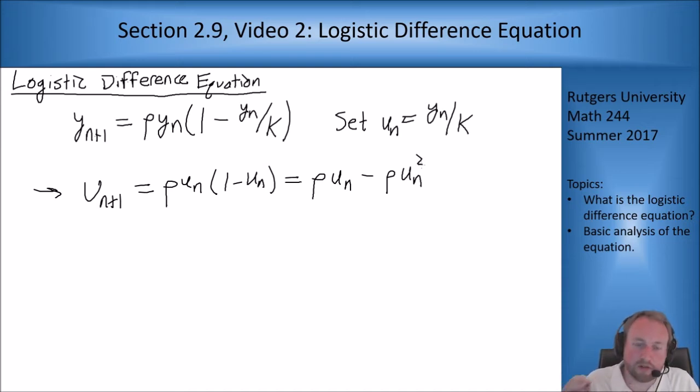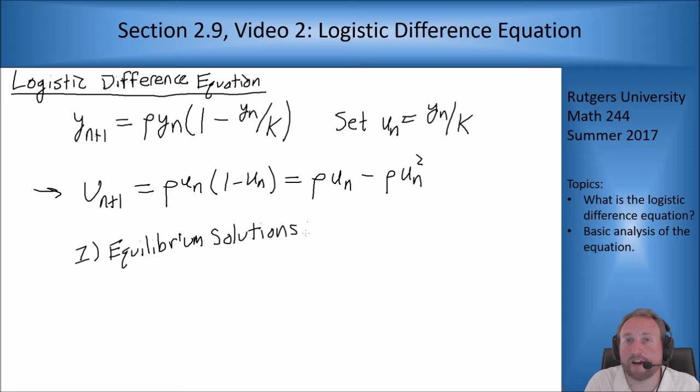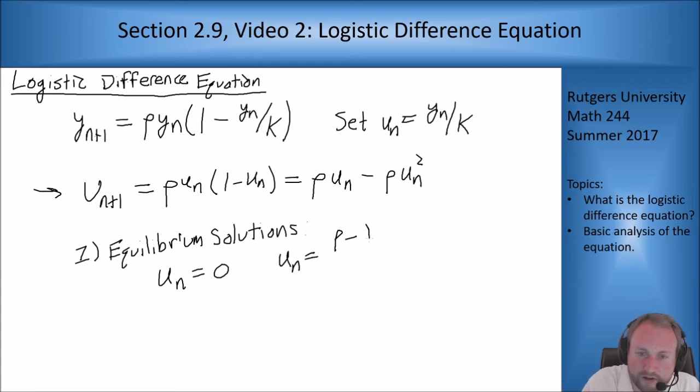So step 1, equilibrium solutions. In this case, there are actually two equilibrium solutions. I get the same one from before, u_n is 0, because if u_n is 0, so is u_{n+1}, and we're good. There's also a second one, and the second one I get is u_n equals (rho minus 1) divided by rho, right? Because if I want this here to be equal to u_n, I can just move it over to the other side and then divide through by u_n, and you'll get that u_n has to be (rho minus 1) over rho if it's not 0.